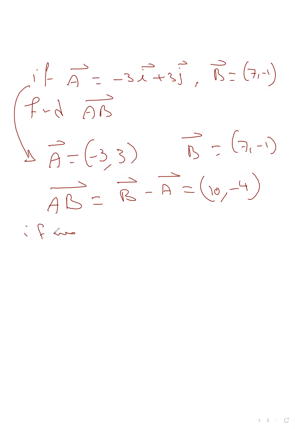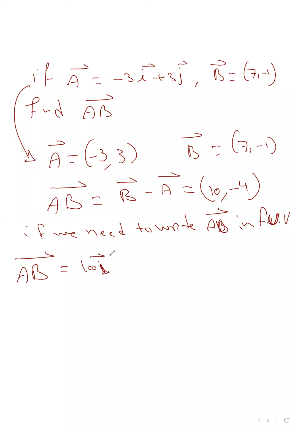If we need to write AB in fundamental unit vectors, we will write AB equals 10I minus 4J.